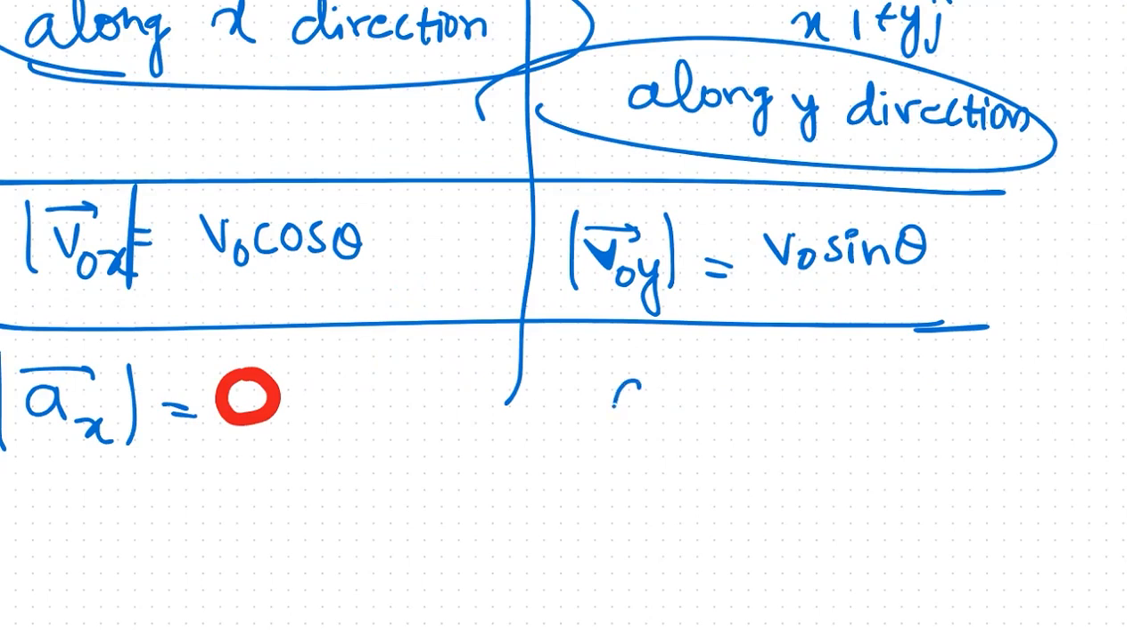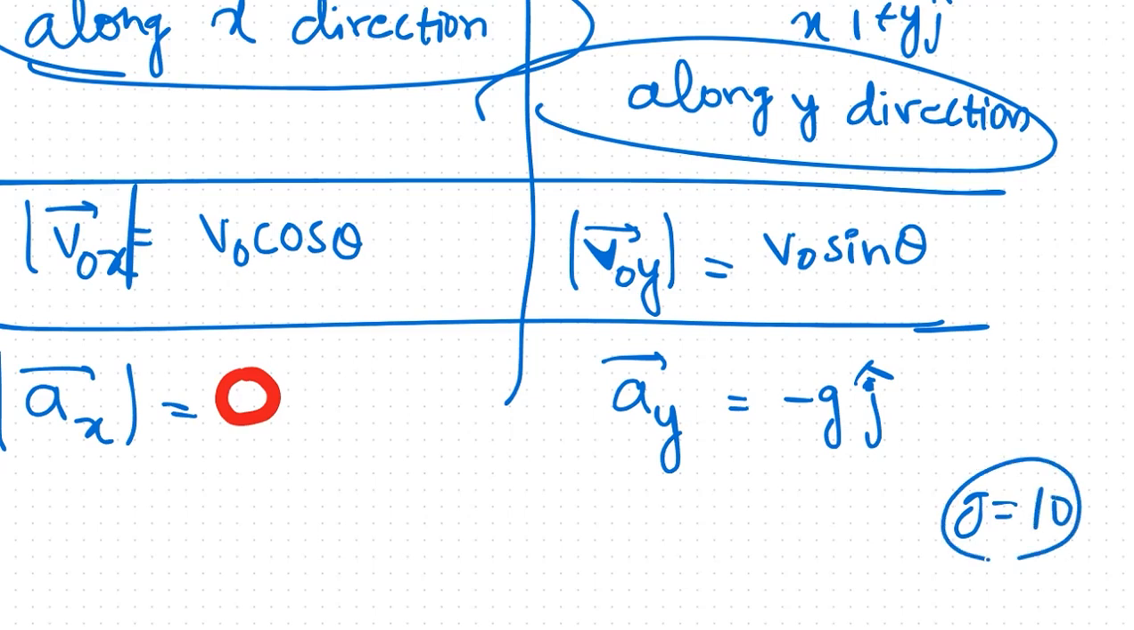Okay. What about acceleration along the y direction? It'll be equal to gravity, 9.8 meters per second squared, negative. Because g can be approximated sometimes as 10, not just 9.8, so just leave it as g. So minus g j cap, correct?